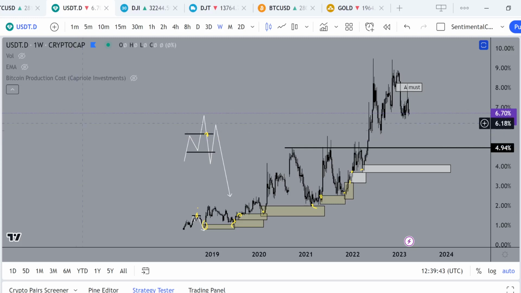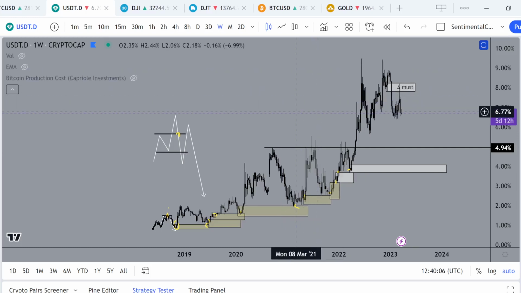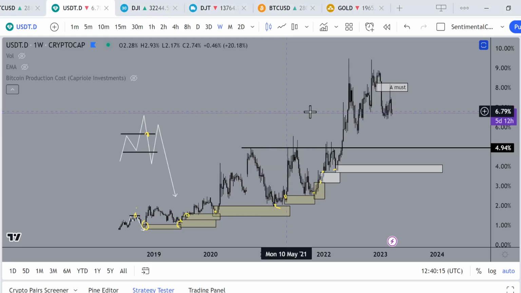Let's start. USDT dominance, again to recap, you know what it means. It is inversely correlated to Bitcoin and the crypto market. So essentially, when USDT dominance is bullish, we expect that the crypto market is bearish, and vice versa. I've done a couple of drawings because of time, so that I won't have to start doing that when the video starts.